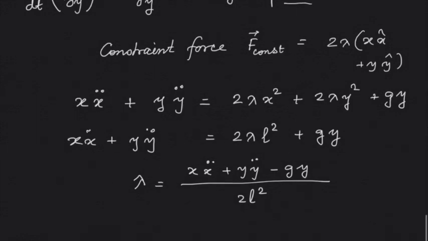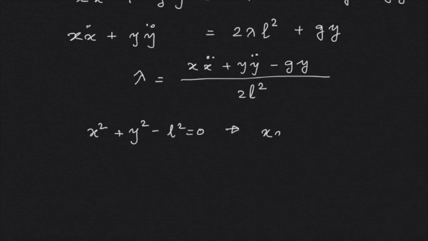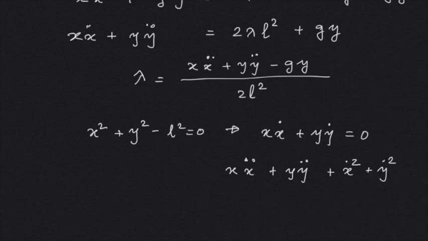So what I do is I have the constraint. See, I am doing some trickery here, but anyway. So x² plus y² minus L² equals 0. I take the double derivative of this. If I take the first derivative, I get xẋ plus yẏ is 0. If I take the second derivative, I get xẍ plus ẋ² plus yÿ plus ẏ² equals 0, right?